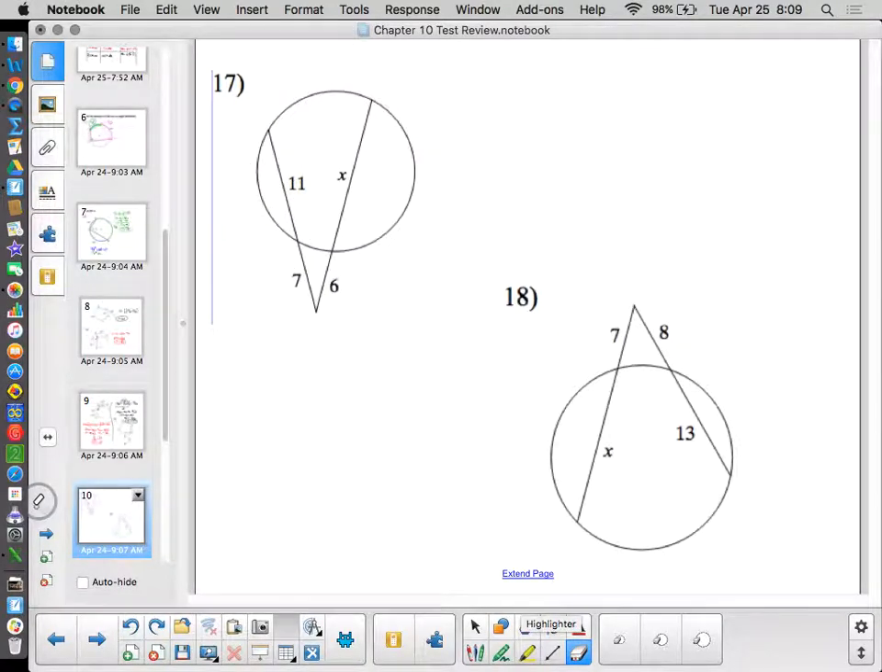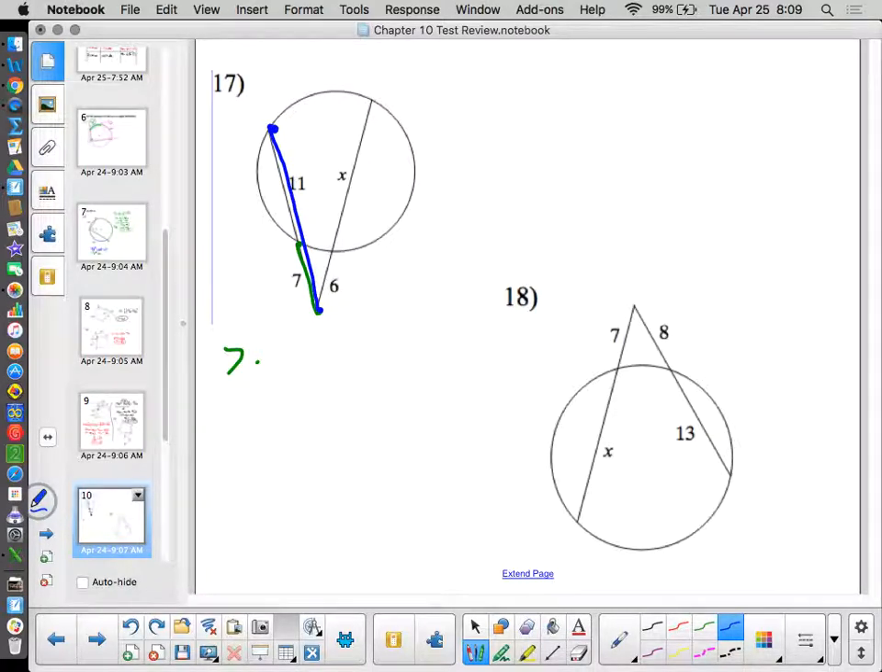When it's exterior like that, it's always point of intersection to point on circle, 7 times point of intersection to the other point on the circle. How long is that blue piece going to be? 18. Equals 6 times point of intersection to point on circle, which is 6 plus x. There's my equation. Do not be afraid to draw on your picture so you understand and see what you're doing.